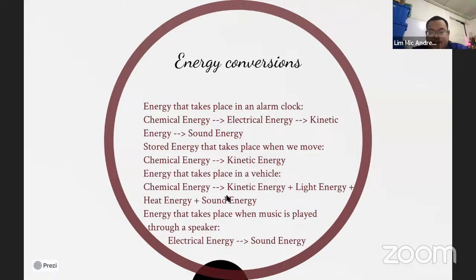For a car, the car battery's chemical energy will change to kinetic, light, heat, and sound when the car moves. For speakers, same thing: electrical energy from the power socket converts to sound energy. All right.